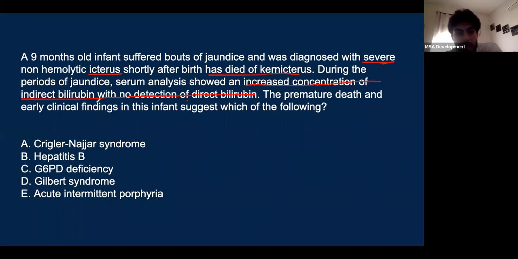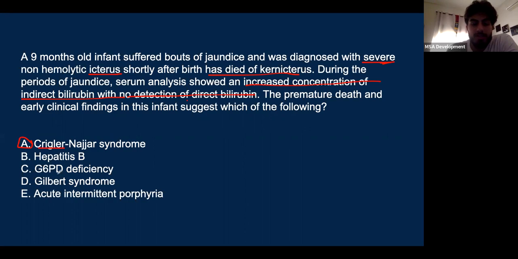The premature death and early findings suggest which of the following. Again, we're talking about a really severe syndrome here. It's going to be either Crigler-Najjar or Gilbert because we're talking about a 9 months old. It's very severe, so it's going to be Crigler-Najjar.